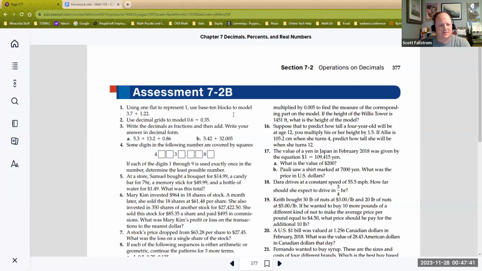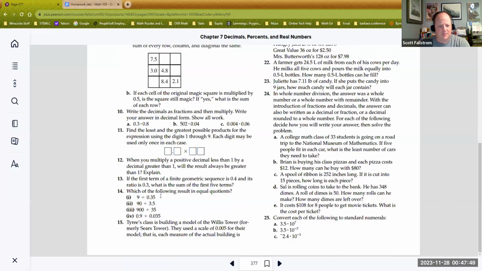So as we start this off, we will have question 14. This question, so I'm going to scroll down here to the bottom. 14. Which of the following result in equal quotients? Now, this is something we talked about today, basically floffing. So that's really all you're doing here.